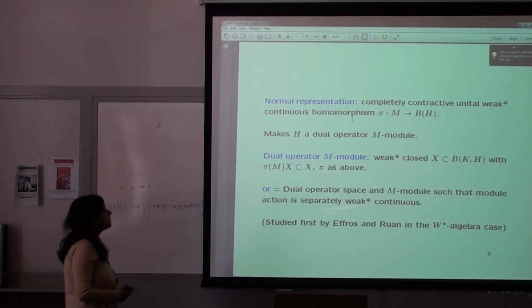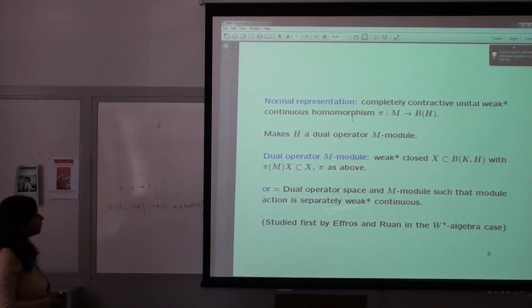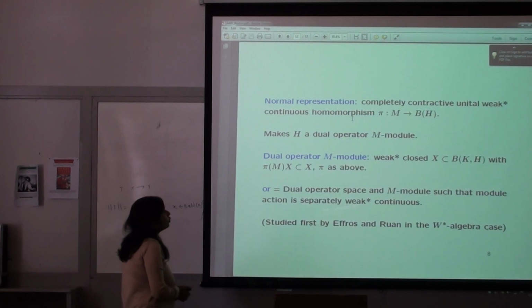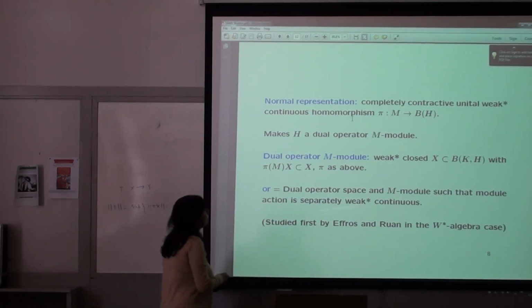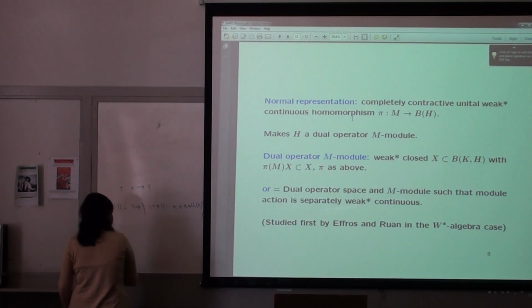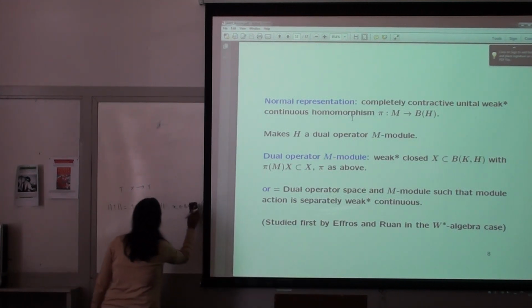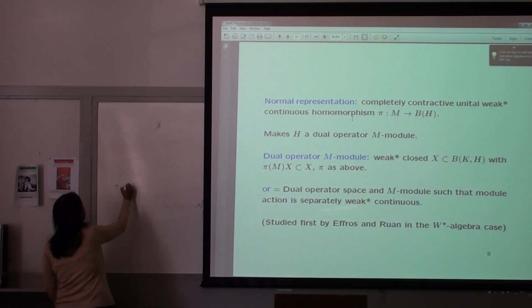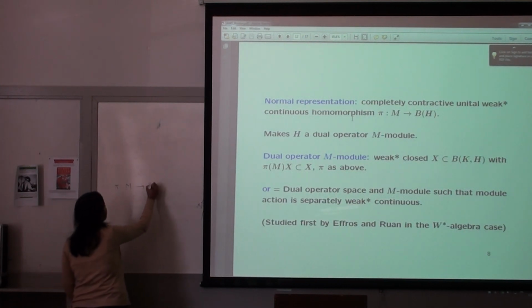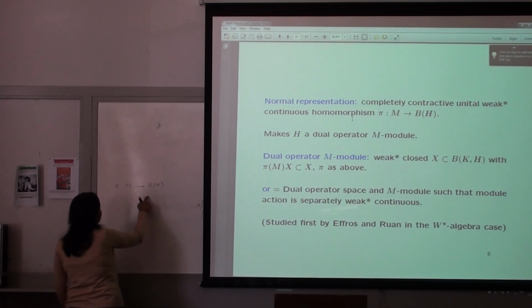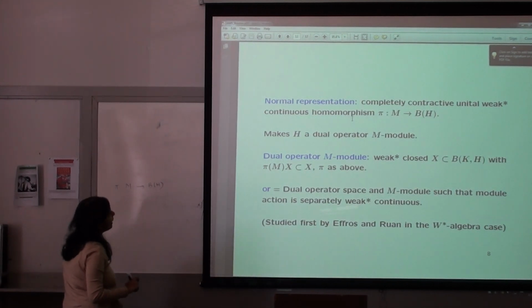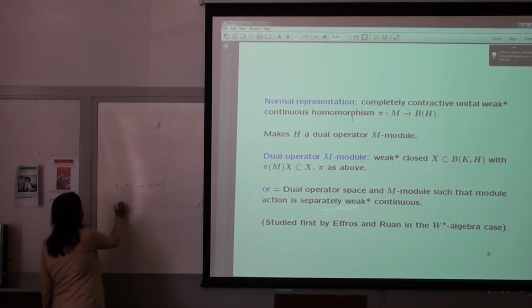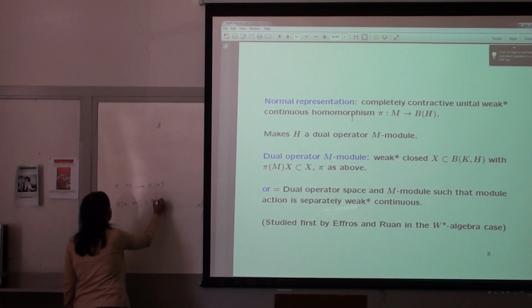By normal representation, we mean a completely contractive, unital, weak star continuous homomorphism pi from the dual operator algebra M into B of H. So pi is a homomorphism from the algebra into bounded operators on a Hilbert space. It is contractive at the matrix level, and it is a homomorphism, so pi of M1 times M2 preserves the algebra product.